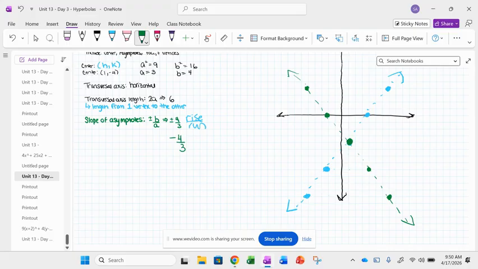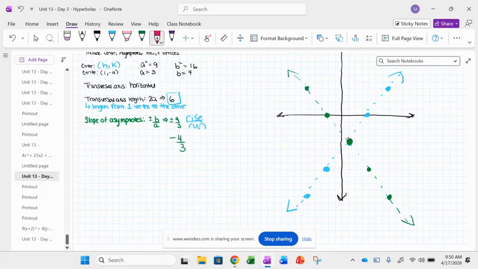So here we have our center. We plotted that. We plotted our asymptotes. Now what we want to do is plot the vertices. Now the vertices, the transversal length is 6. What that means is from one vertex to the other is 6, but it's also 3 from the center point on each side.